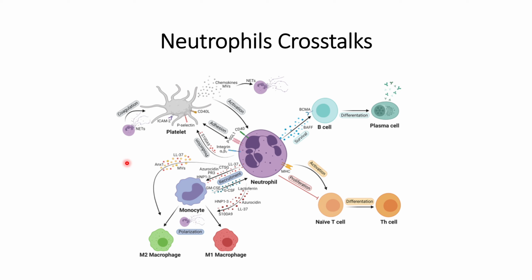The first responders that attack those harmful substances or acute inflammation are the neutrophils. In this video we will discuss how these neutrophils interact with other immune cells and how they activate other parts of the immune response. We will start with the top left portion, that is the crosstalk of neutrophils with the platelets.